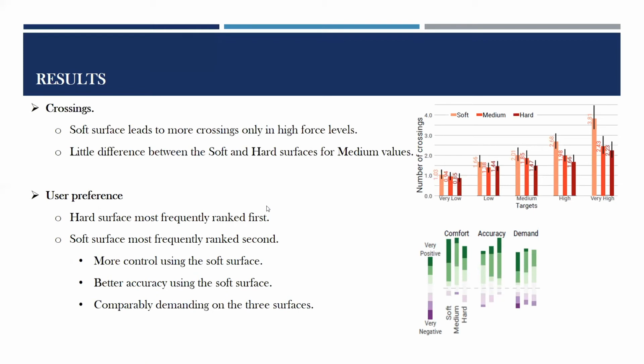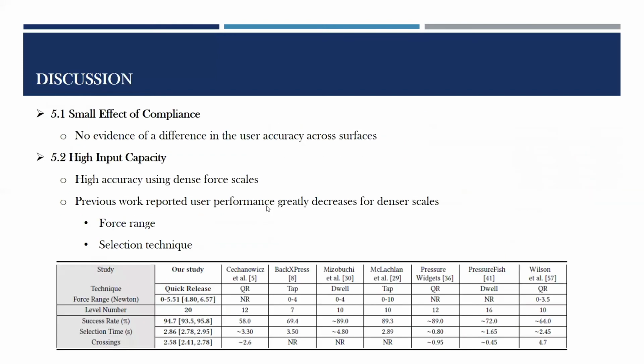User preference. When participants were asked to rank the surfaces, the hard surface was most frequently ranked first, and the soft surface was ranked second. The results then showed that participants found the soft surface to be more comfortable, but they perceived it as less accurate than the hard surface. They also found that the three surfaces were comparably demanding.